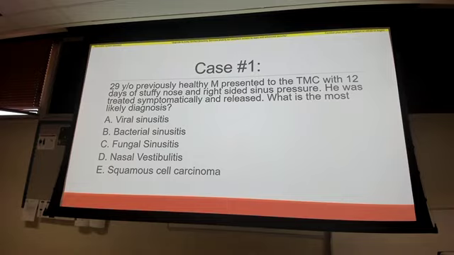All right, can I get a volunteer for this question? 29-year-old, previously healthy male, presented to the TMC with 12 days of stuffy nose and right-sided sinus pressure. He was treated symptomatically and released. What is the most likely diagnosis? What are we thinking? Anybody? A. What's wrong with this question? Anybody?